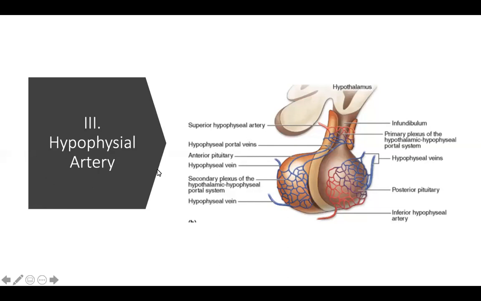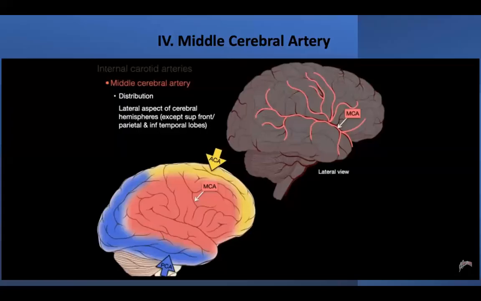Now these are the three, I don't want to say small, but these are the three side arteries that are coming from the internal carotid. Now let's talk about the big guys. The first one is the middle cerebral artery. The first thing you want to know about the middle cerebral artery is that it is a continuation of the internal carotid artery. What does that mean? It means the internal carotid artery is giving off branches along its way.